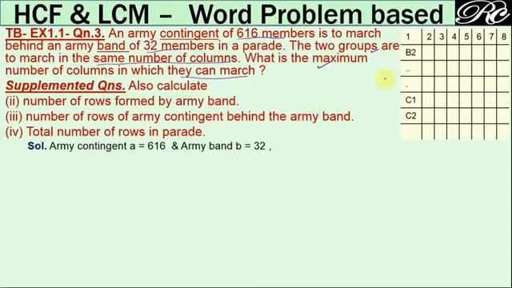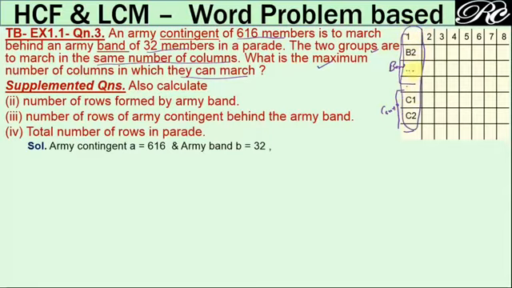So let us consider the army contingent who are behind the army band. So let us take the band here. So B1, B2, whatever the number of band members there may be. So these are the bands. And behind them there is the contingent. So these are the contingent. Behind the band there is the contingent, and this is forming one column.